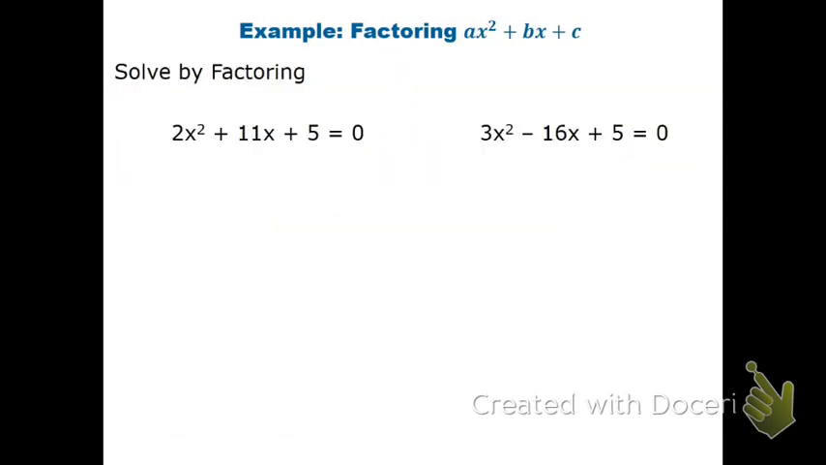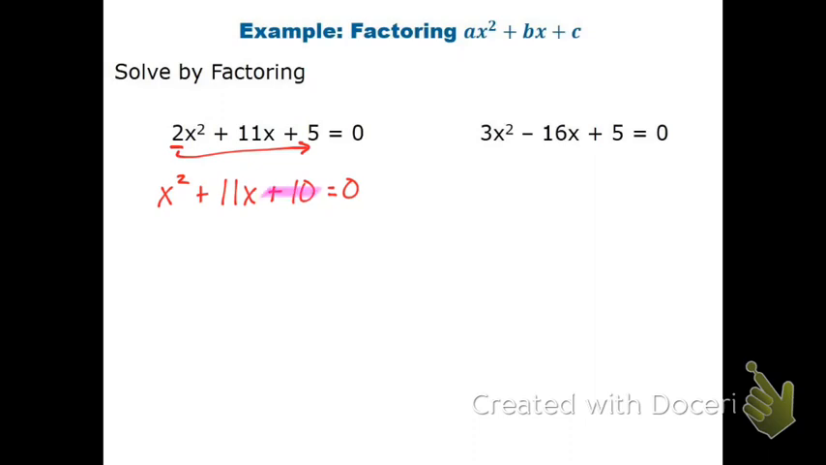Down at the bottom of the page, we're going to do something called slide divide, bottoms up. So whenever I have a number out in front of my x squared, I want to turn it into one, just like we did the past three. So I'm going to slide the a value, or the first number, over to the c value, the 5, and multiply them together. So I get x squared plus 11x plus 10 is equal to 0.